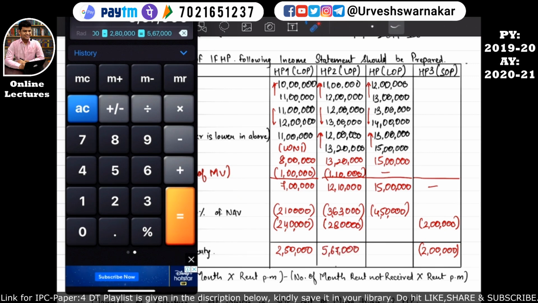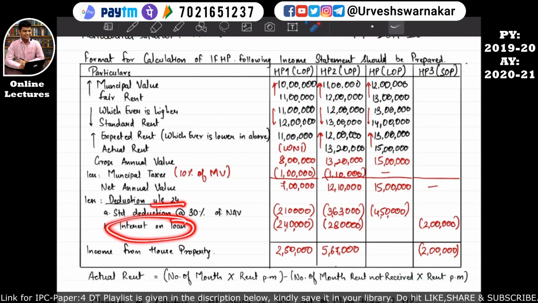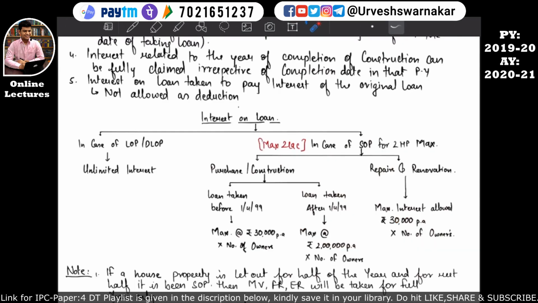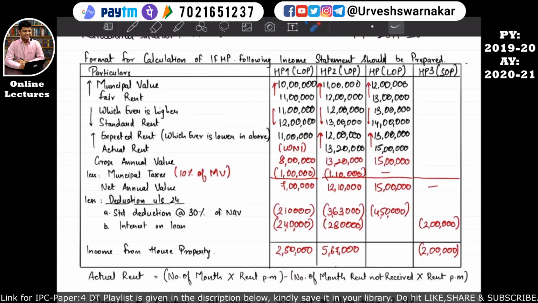So we need to calculate the interest that can be allowed as deduction under section 24 subsection B in case of the house property that was constructed. For that we have studied in this section number 24 point number 3 and point number 4. Okay, so we need to apply these points now in our solution. So let's read the question again for the house property that was constructed.